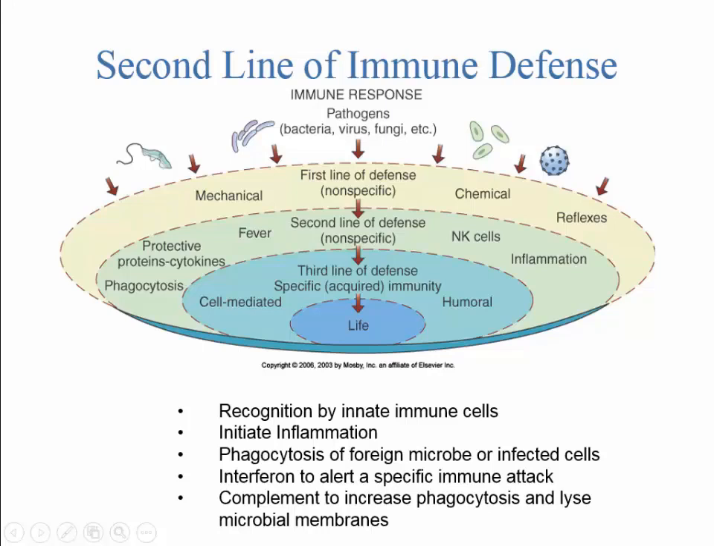The second line of immune defense has a series of components. It consists of recognition of foreign particles by our innate immune cells, initiation of inflammation, phagocytosis of foreign molecules, interferons, or alerting proteins that specifically tell us what type of immune response needs to be initiated, and complement proteins, which will both increase phagocytosis and the lysis of foreign membranes.